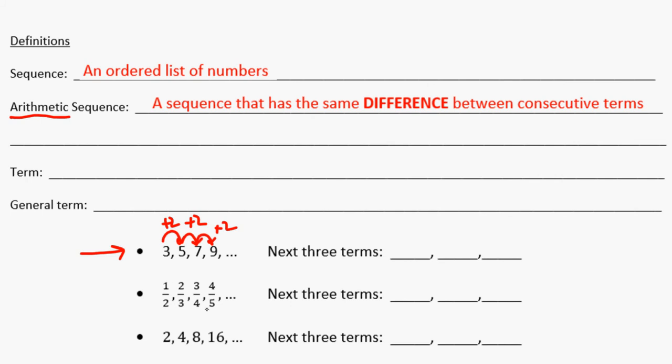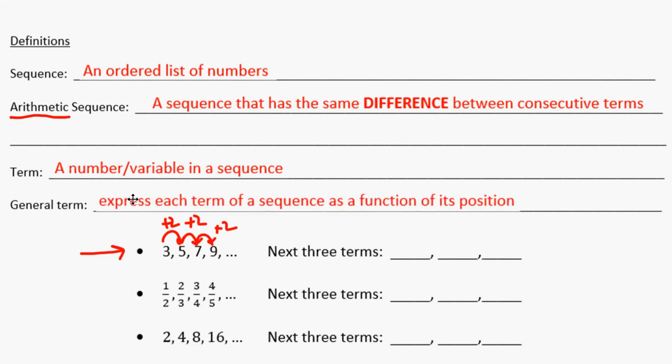Now, Mr. Wills, what about this one? You're adding 1 to the numerator, 1 to the denominator. I am, but there is no common difference between the terms, and we'll look at that in a second. A term is a number or variable in a sequence. And finally, the general term expresses each of the terms of a sequence as a function of its position. So the general term is really a fancy way of saying the formula.